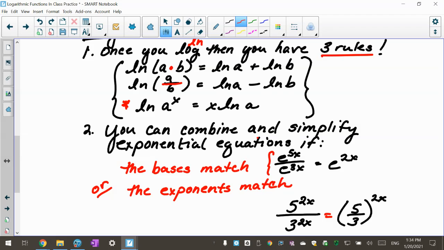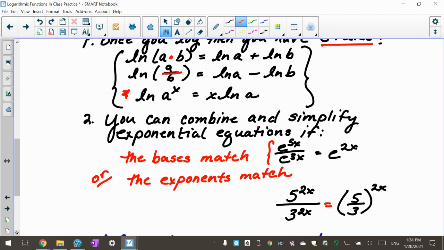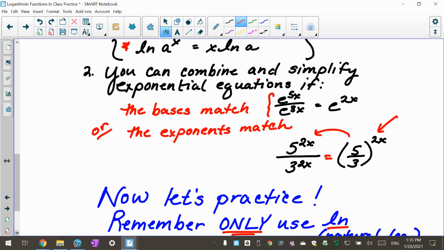Or I can combine them and simplify them if the exponents match. Here I gave another example: 5 to the 2x divided by 3 to the 2x. The bases don't match, but the exponents do. I can rewrite it as 5/3 raised to the 2x. Most people are familiar with this, and they can see that you can go this way, but they don't think that you can go back that way to simplify. So this one will give you a little pause, but it makes your algebra skills better. And remember, the bases have to match or the exponents match. So let's practice.